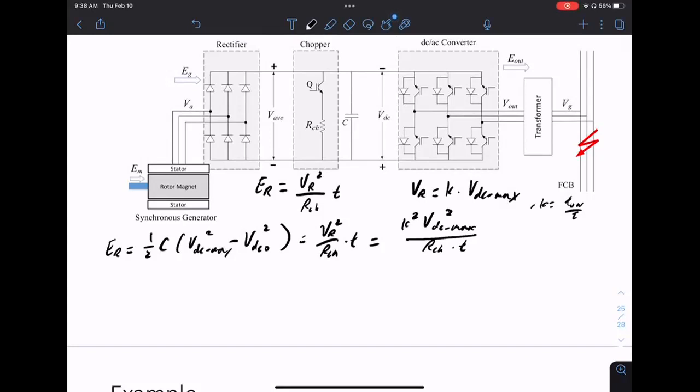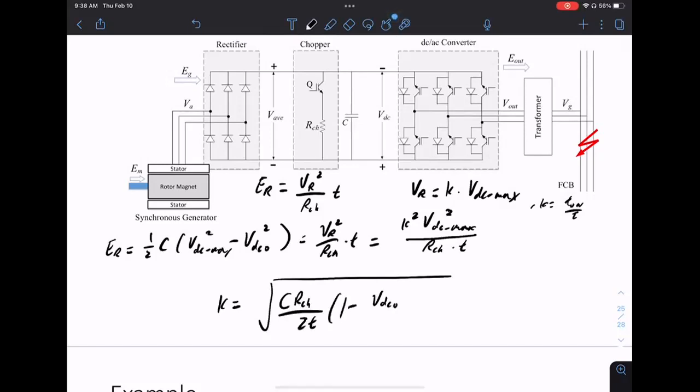Everything else you can think of as given in the system. I have a transient that lasts for this long in time. Let's solve for K. So that's a way to think about this right now. If you solve this equation, you get K equal to the square root of CRCH over 2T, times 1 minus VDC over VDC max. The square root comes because you have a K squared here. Collect everything else together, and you get this equation for the duty ratio K.